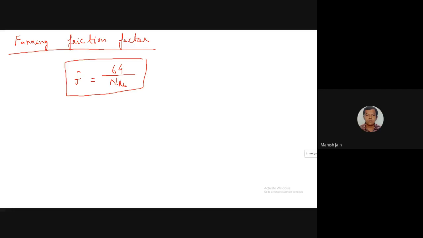Now this is for the laminar flow. If you have the turbulent flow, then the calculation will be totally different. So how do you calculate in the turbulent flow? In the turbulent flow, the value of the friction factor or the Fanning friction factor will depend upon the Reynolds number as well as the surface roughness. So it will depend upon the roughness factor of the pipeline as well as the Reynolds number.